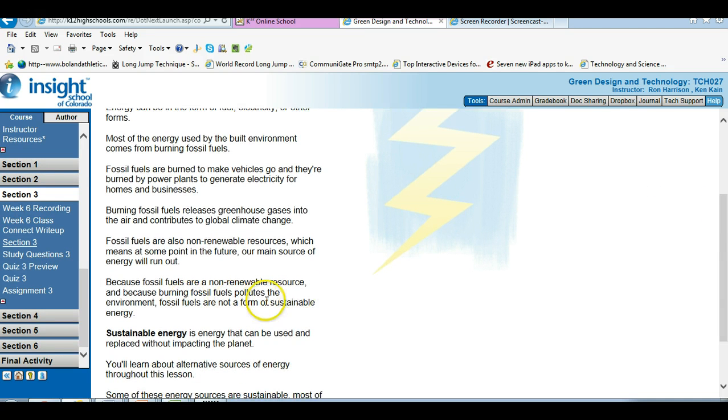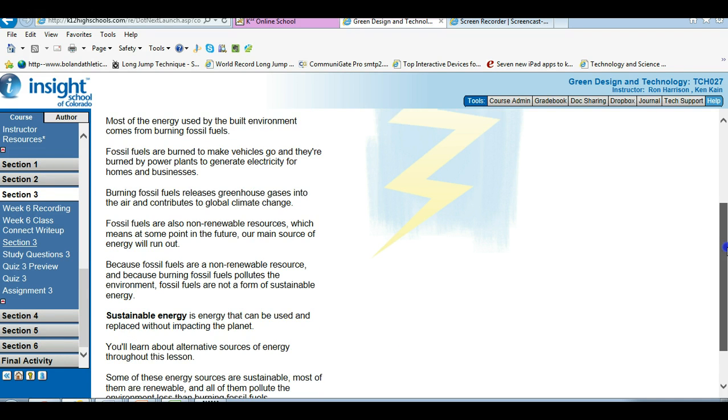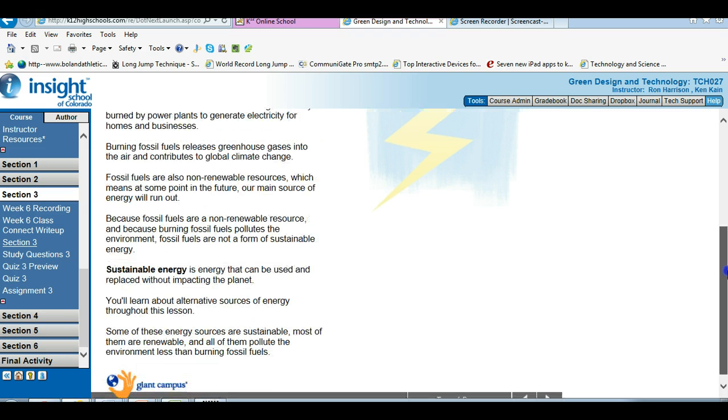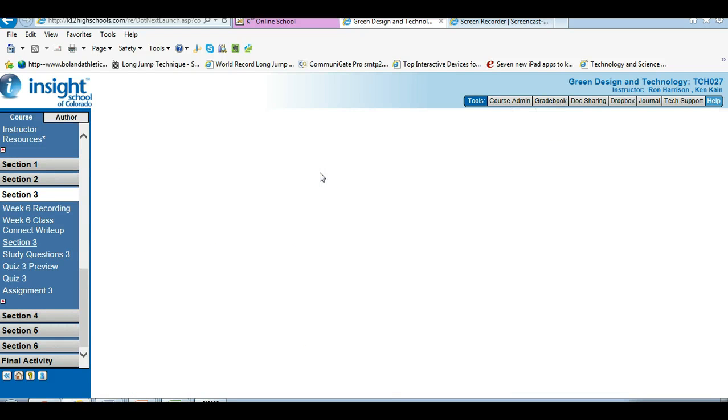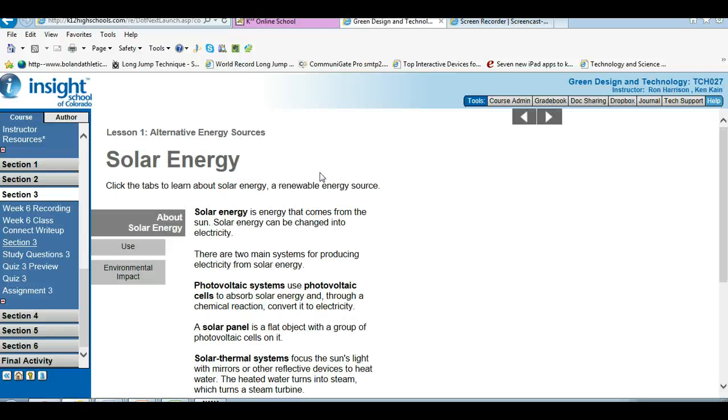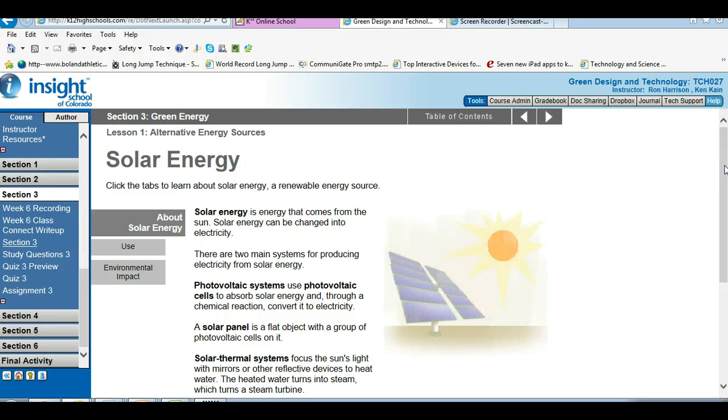And because they're non-renewable, and because burning pollutes the environment, they're not sustainable. And when they're not sustainable, that means that they don't get replaced. So we want sustainable energy, things that can be replaced, things that are renewable. The other thing about burning oil, burning gasoline that comes from oil, is that we don't have all the oil we need. We have to import oil from other countries, so that means they sort of control us a little bit. We don't want that.